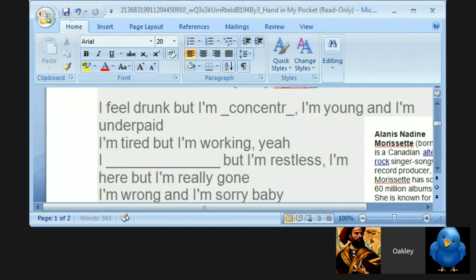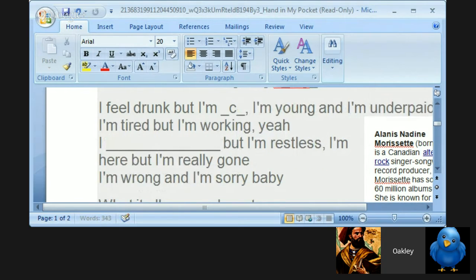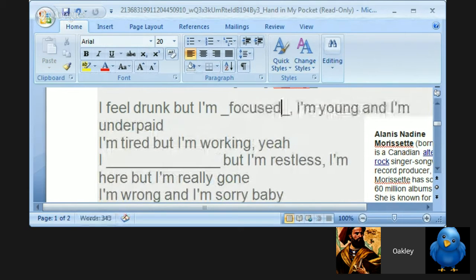Don't feel bad. I'll give you a better suggestion, which we can use. We don't say a person is concentrated. We say he or she is focused. Focused. There you go. That would make much more sense. And frankly, the syllable count would match the rhythm a lot better. Okay, I'm young and I'm underpaid.